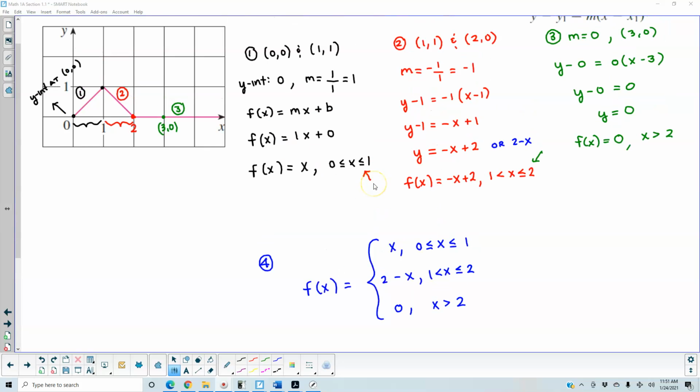So again, what you need to pay attention to is that if you're including 1 over here in this restriction, you cannot include it in the second one because it's already included here. Likewise, with the 2, you cannot include it in part 3 because you've included it in part 2.